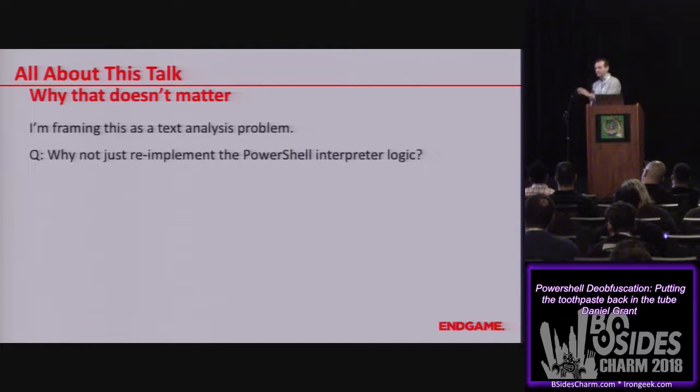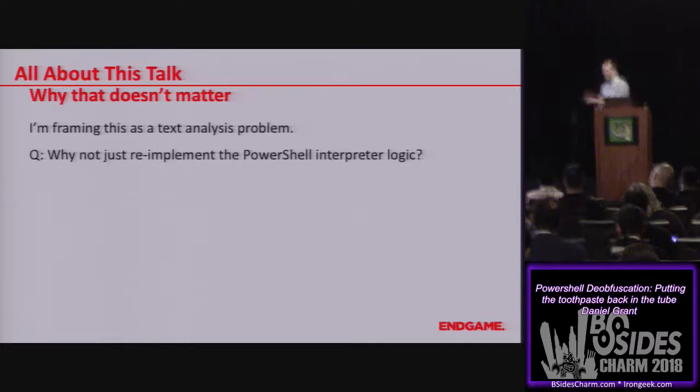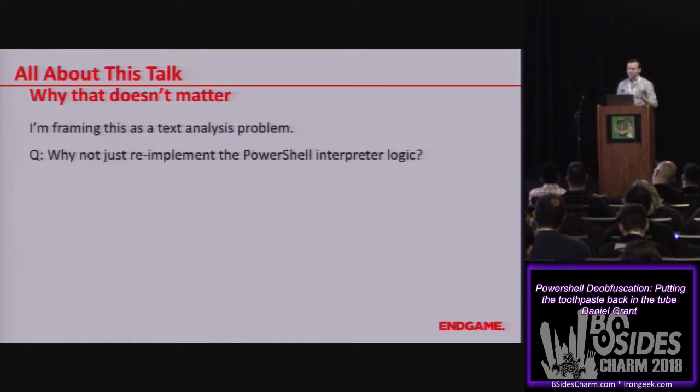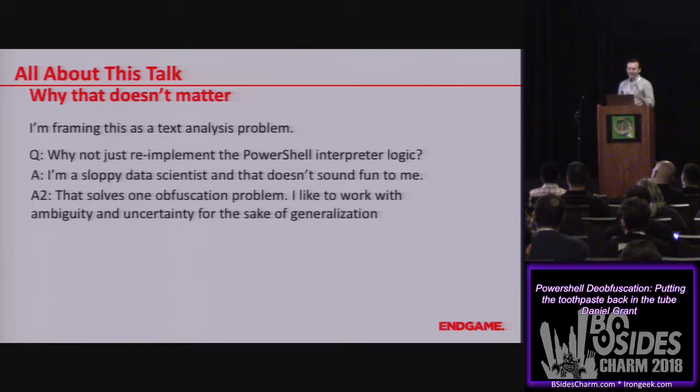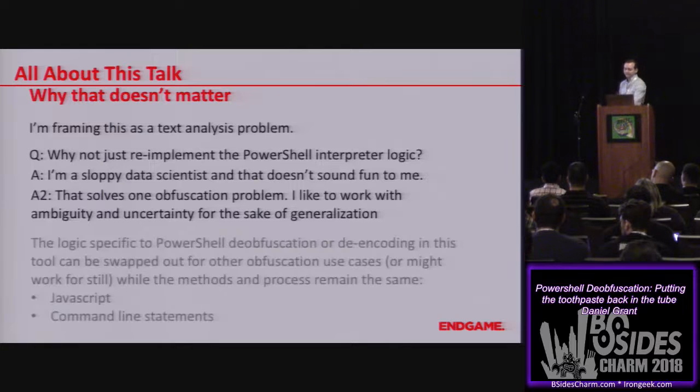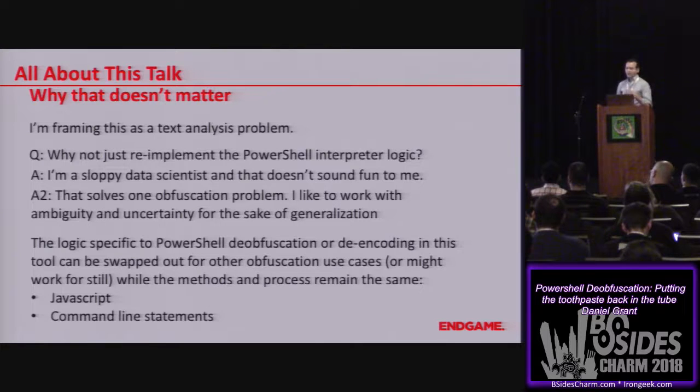That's perfectly cool. Somebody can do that, and it'd probably end up with a very clean solution. At the end of the talk, I'll talk about something that cannot be done by any interpreter, but that would be a pretty clean solution. However, I'm a sloppy data scientist, and that doesn't sound any fun to me. That's somebody else's job. Also, that only solves one obfuscation problem, and I like to work with ambiguity and uncertainty for the sake of generalization. The logic specific to PowerShell deobfuscation in this talk, or de-encoding, can be swapped out for other obfuscation use cases, and it might still work for those.